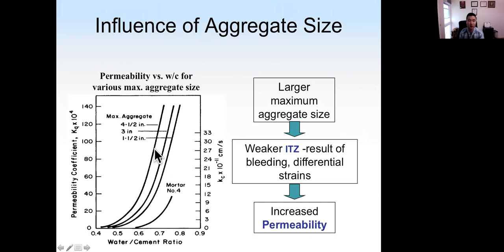Okay? So that is because for larger size of aggregate, we have more ITZ, and ITZ tends to be weaker. So increase the size of aggregate, we have weaker ITZ. That's the result of bleeding, okay, and also differential strains when the concrete is under stress. So that will translate into higher permeability for concrete.